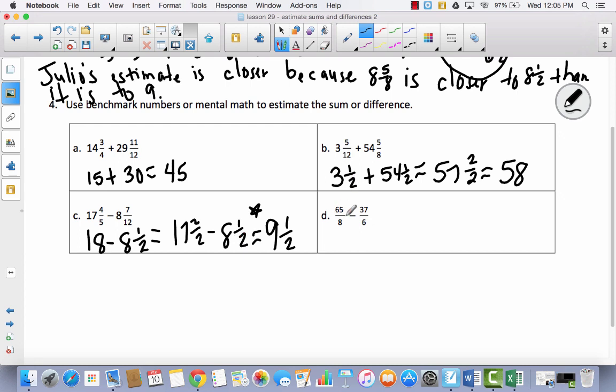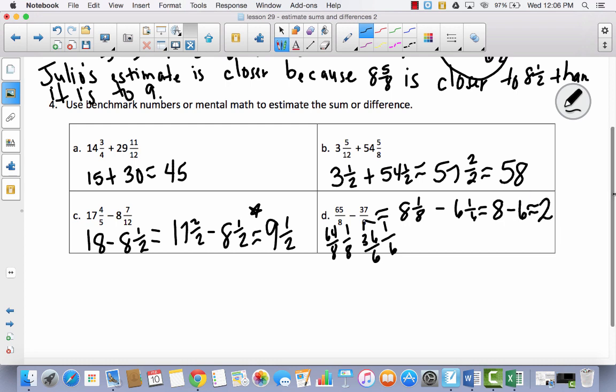All right, so let's make some mixed numbers here. All right, so I've got 65/8. Well, 8 times 8 is 64. So I know I can do 64/8 and 1/8, and that's going to give me 8 1/8. So let's go ahead and call this 8 1/8. And then when I do 37 sixths, well, I know 36 sixths will give me a whole number, and I'm going to have 1 sixth left over. So I've got 6 and 1/6. So this is going to be pretty easy because 8 1/8 is really close to 8, and 6 and 1/6 is really close to 6. So this is going to estimate to be the number 2.